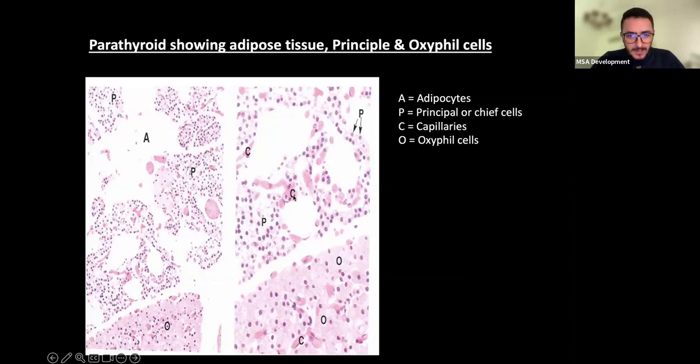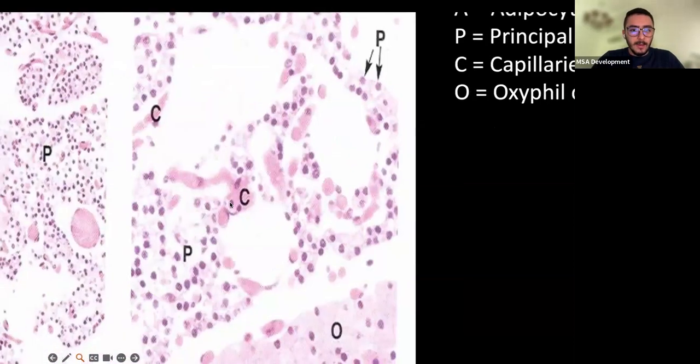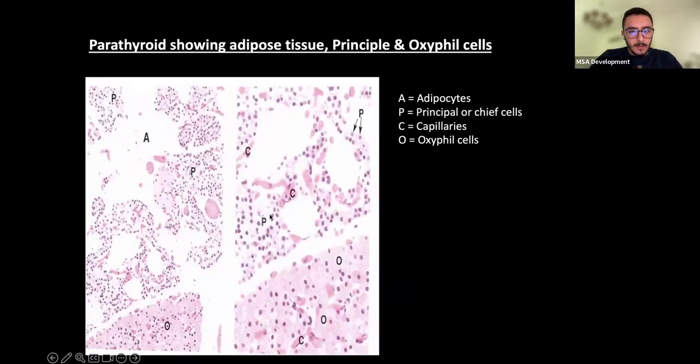Sorry, this C stands for a capillary. So this is blood. You can see the blood lumen and around it is the endothelium. P is principal cell. You see how they are purple. O is oxyphil cell, so it's pinkish. You see how it looks pinker or lighter than the principal cell.